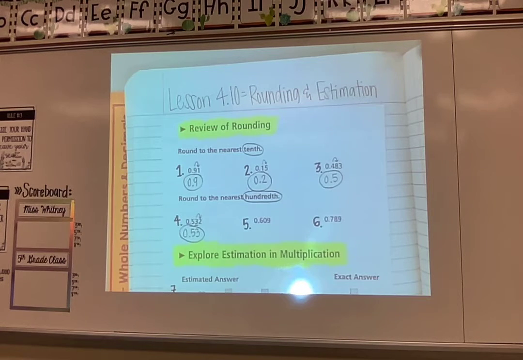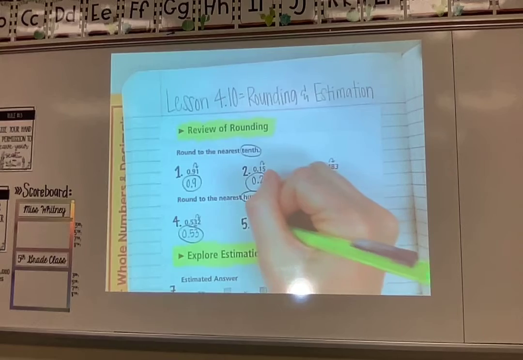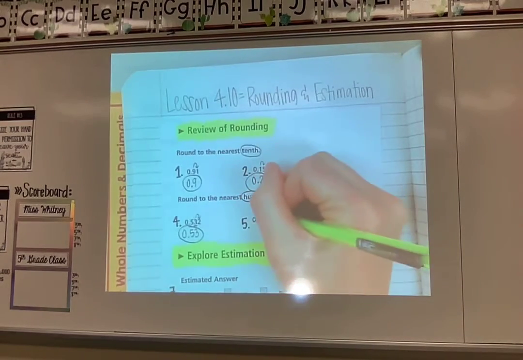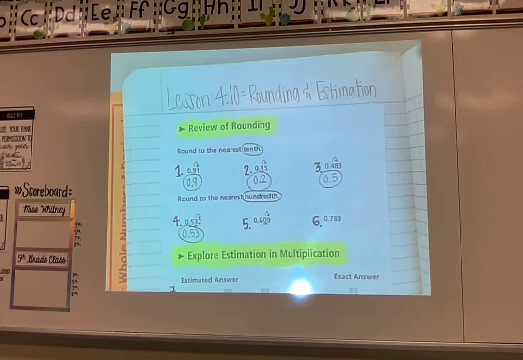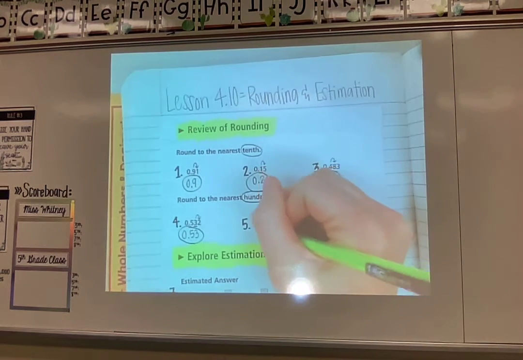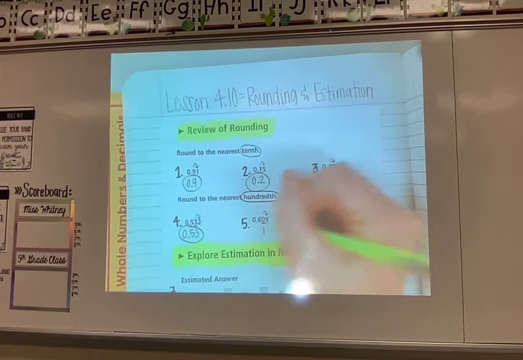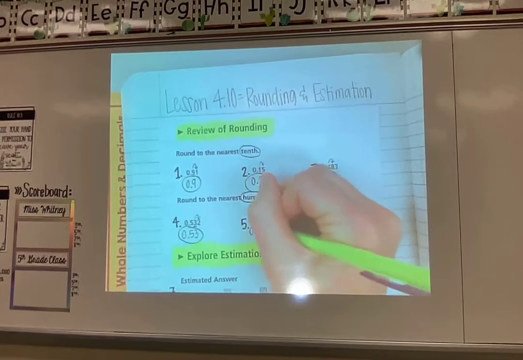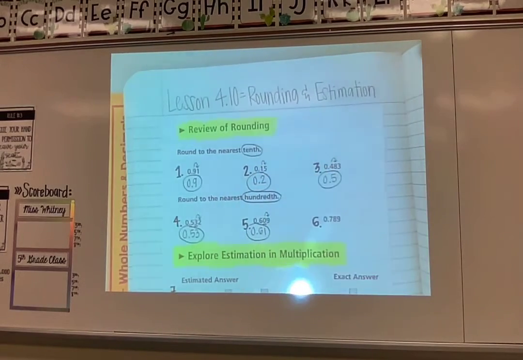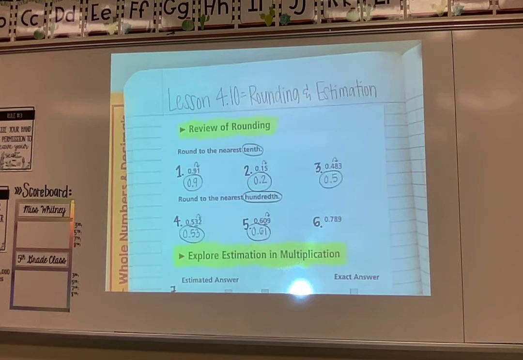Let's try another one. In number 5, the hundredth spot would be this 0. Look behind. 5 or more, let it soar. 4 or less, let it rest. What is my 0 going to do? It's going to change to a 1 because that was a big number back there. Everything in front, I copy down. Anything behind disappears.